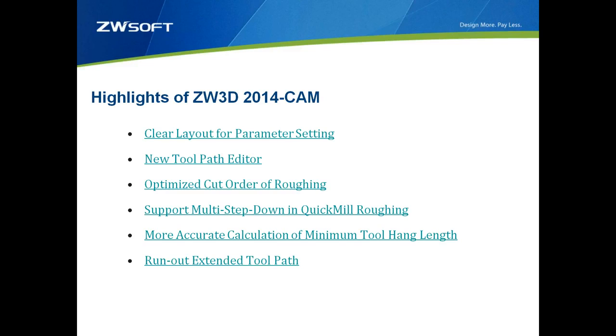And next one is the calculation of the minimal tool holder length. It provides a more convenient and safe way for users to get safe machining. The last one is for precise machining. It allows users to extend the toolpath to fully machine the part face.